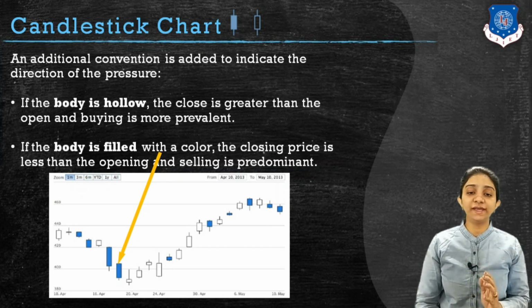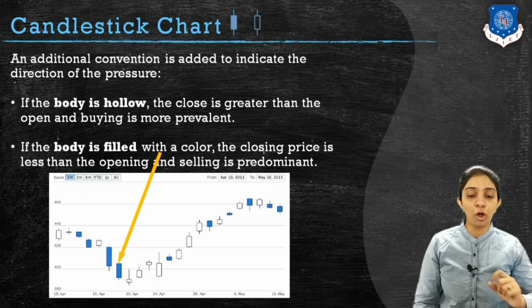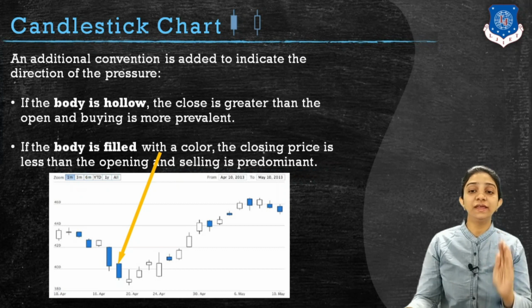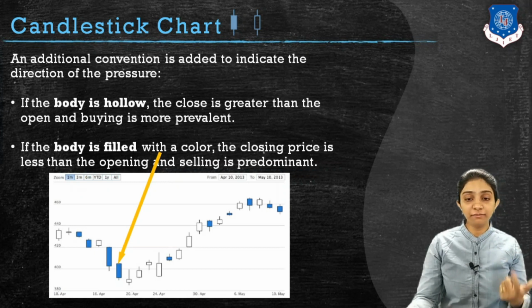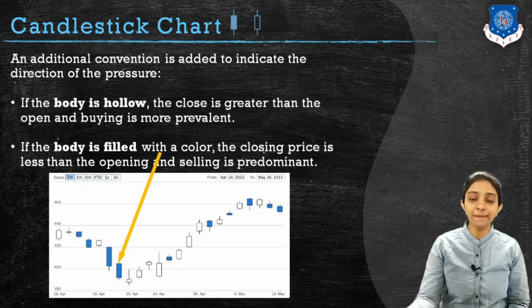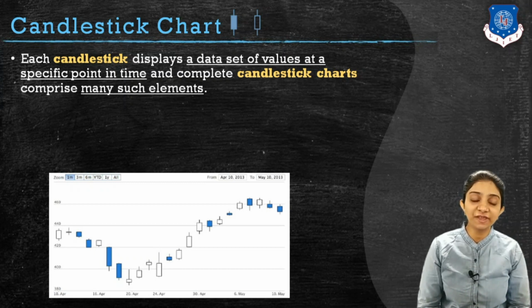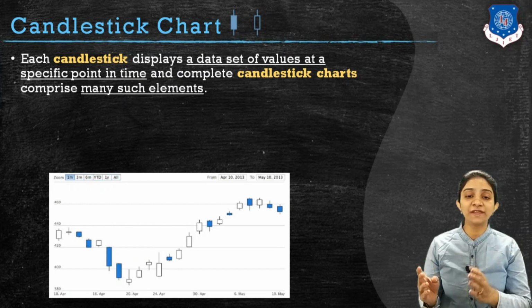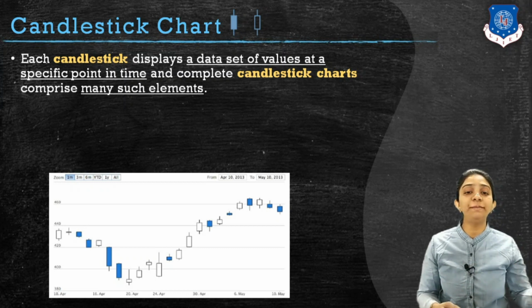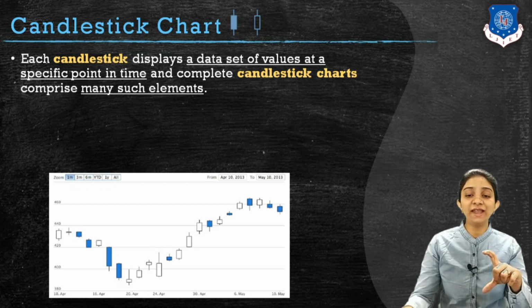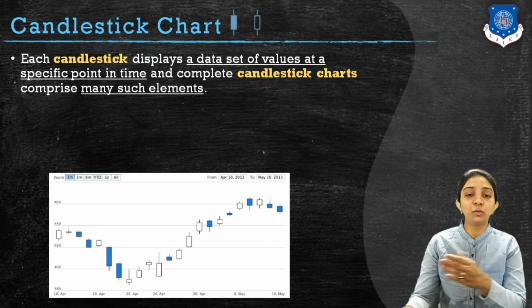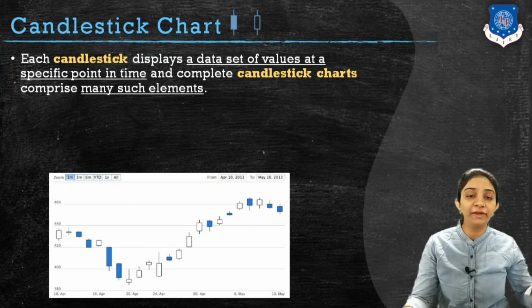That's why the important information is given by the candlestick body, whether it is a filled or hollow diagram. The hollow or filled candlestick indicates the direction of pressure. If the candlestick is hollow, buying is dominant, whereas if the candlestick is filled, then selling is dominant in the market for that stock. Candlestick also displays a data set of values at a specific point in time. The candlestick chart comprises many candlestick elements over some period of time. At a particular moment, the value of a stock is represented by one candlestick, and over a period of time, it is represented by different candlesticks.